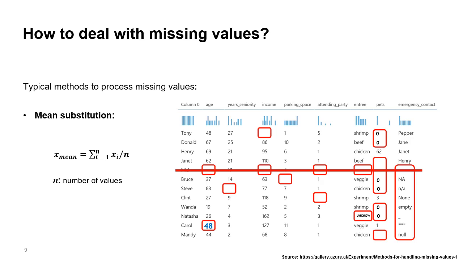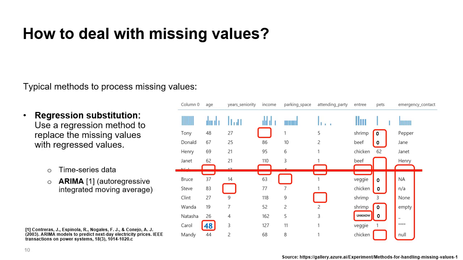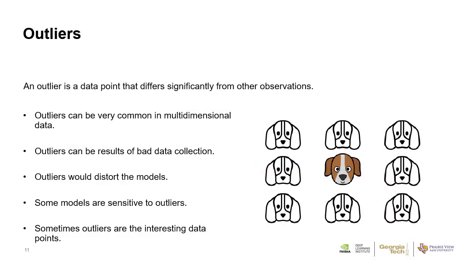For continuous attributes, we can use the mean of attribute values to replace the missing values. Take the attribute age as an example. We use the mean value 48 to replace the missing values for these attributes. Moreover, we can employ regression methods such as ARIMA to estimate the missing values if we have attributes with time series features. In addition to missing values, outliers are another challenge to data preprocessing.